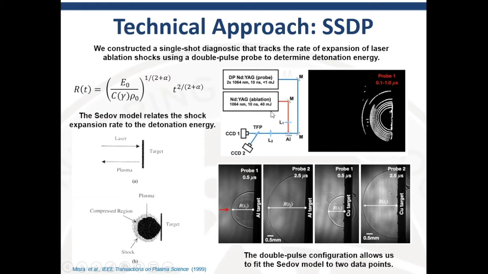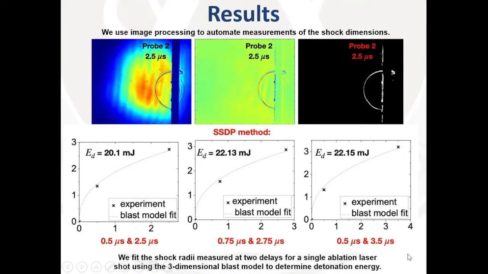A typical shadowgraph of the shockwave measured at different delays is shown here for 2 different samples of various geometries. Our single-shot double pulse technique yields 2 measurements, to which the Sedov-Taylor blast model can be applied. Examples of these are shown on the bottom here. All shadowgraphs were analyzed in MATLAB by subtracting a background shot and then binarizing the image so that shockwave measurements could be automated. An example of selected shocks is shown here as well as under our technical approach.